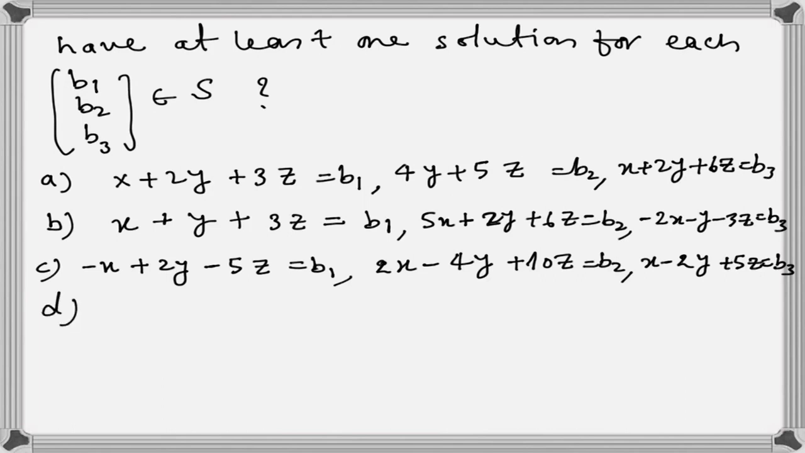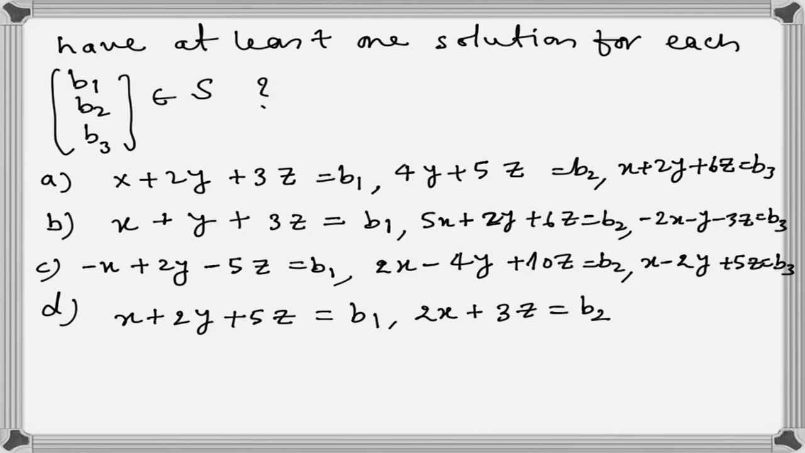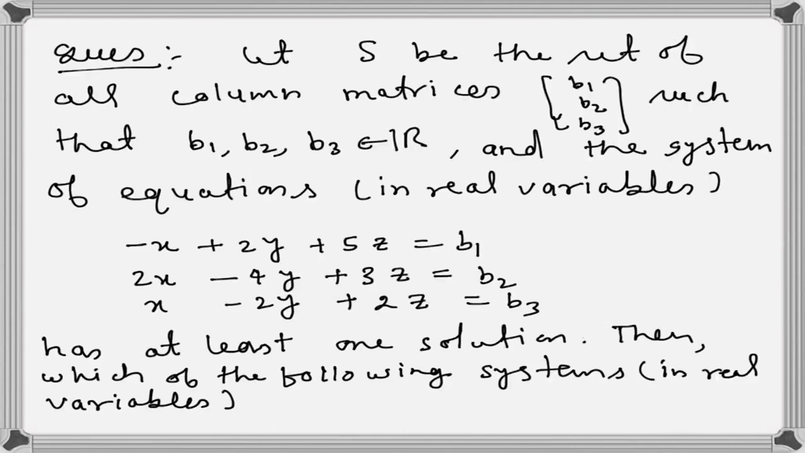Part D is x plus 2y plus 5z equals b1, 2x plus 3z equals b2, x plus 4y minus 5z equals b3. Okay, so let's go back and read this question carefully.